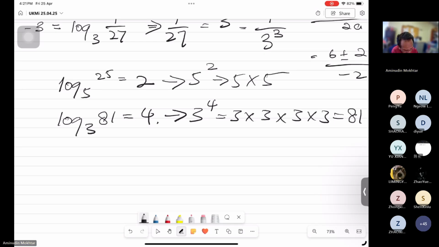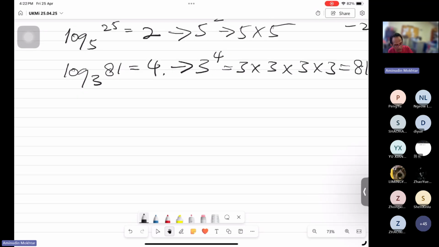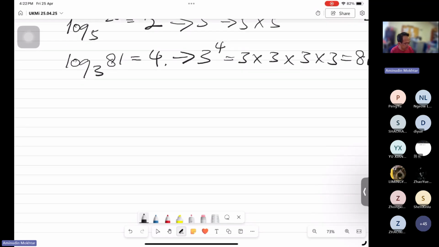Okay, the next one, if you refer to page 46. The next one, I will explain about the base of the log.